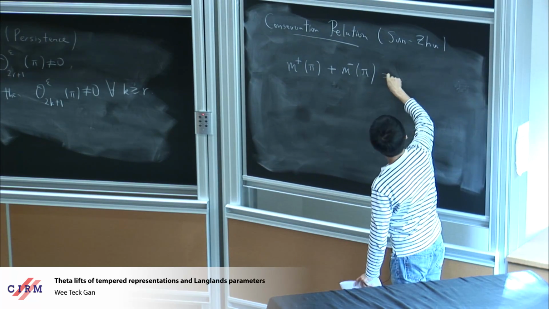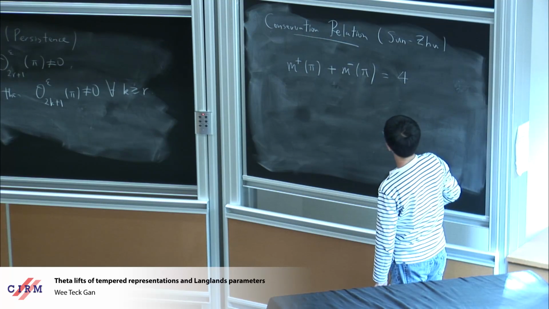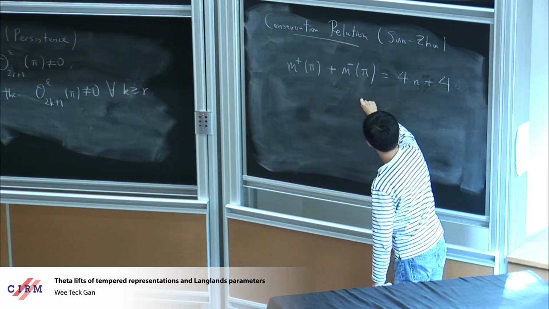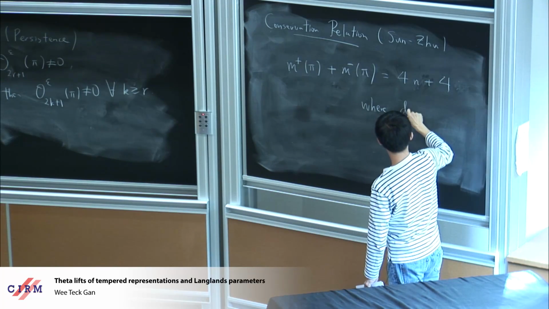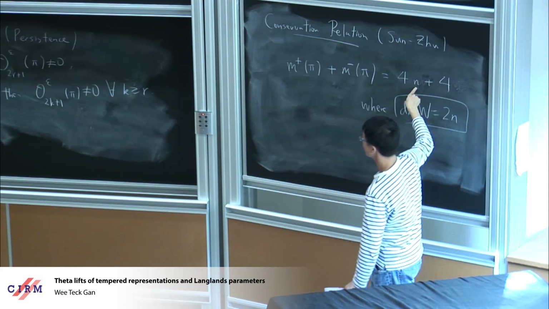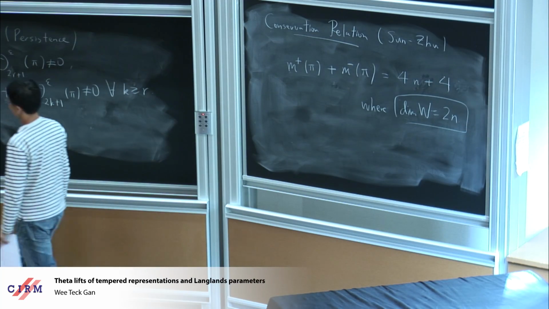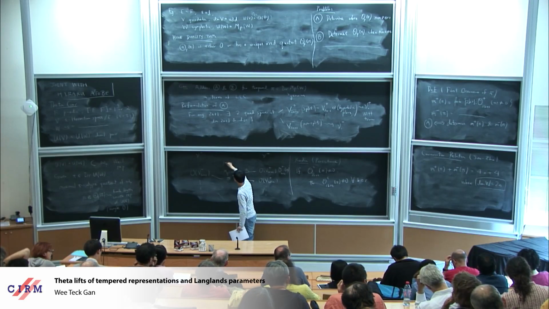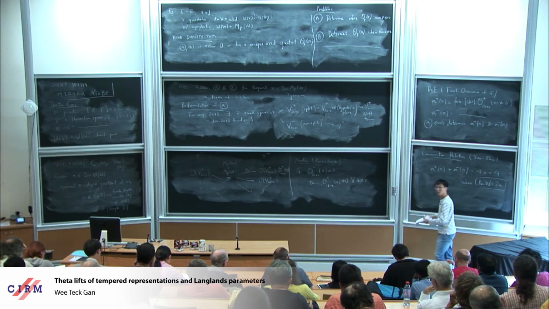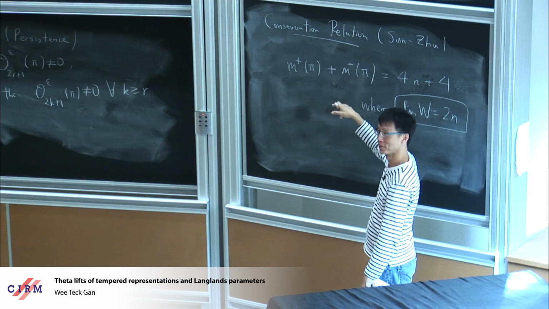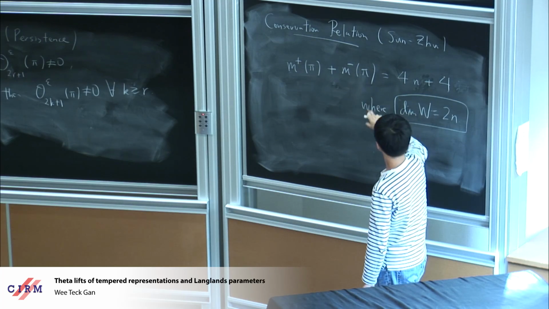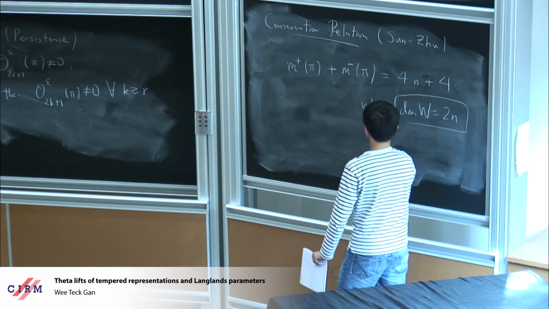Anyhow, with that modification, where the dimension of W is 2n. That's what this n here is. I'm working with Mp2n, let's say. This is good because instead of computing two numbers, you just have to compute one number. Problem A is, if you can determine one, you can determine the other.